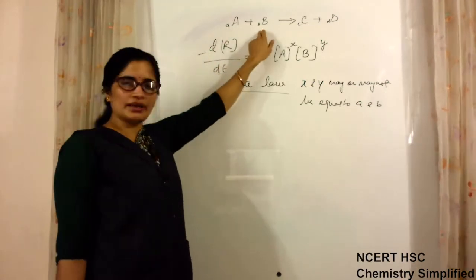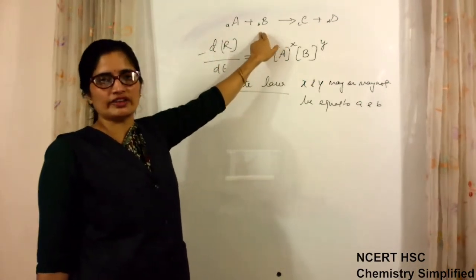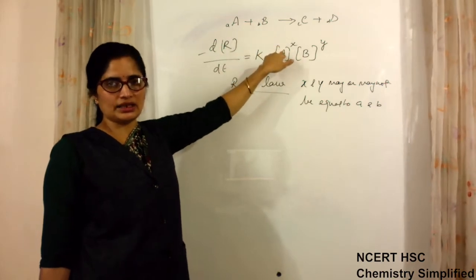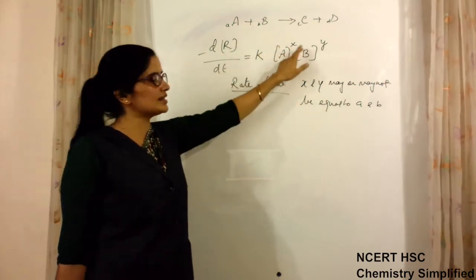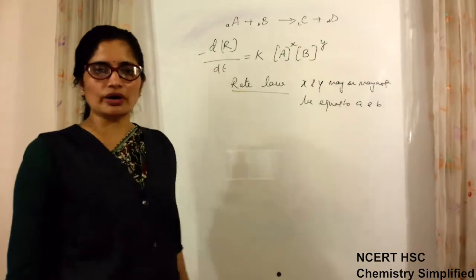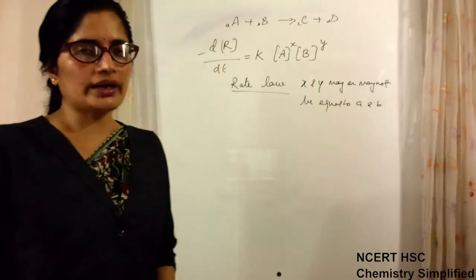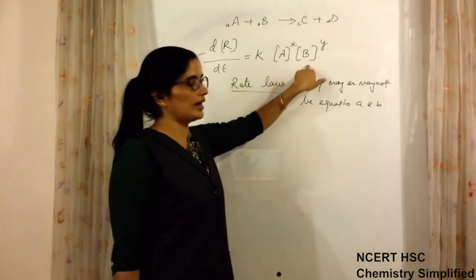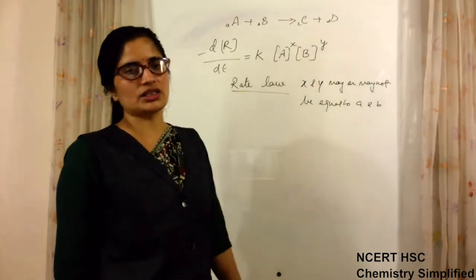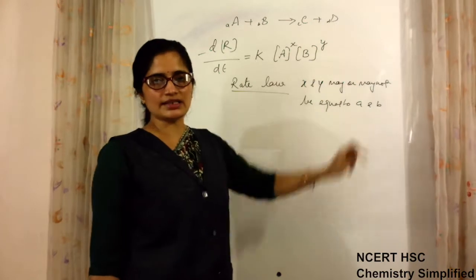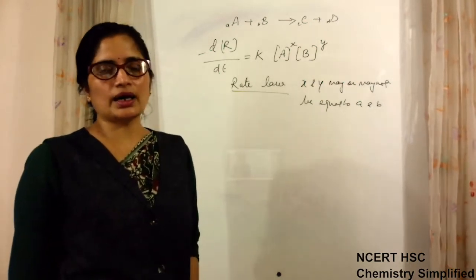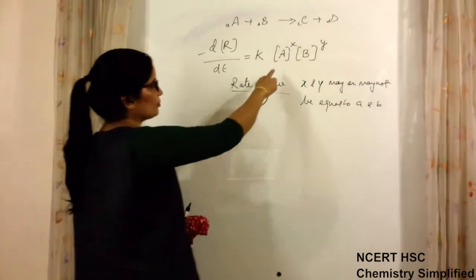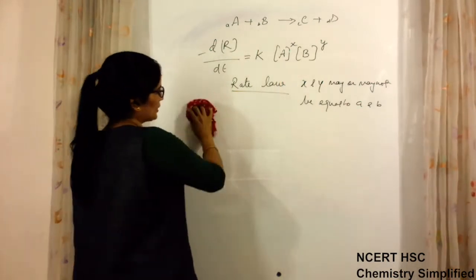This a and b is known as molecularity of reaction, that is, how many molecules of each are participating in the reaction. And this x and y is not molecularity, it is order of reaction. What actually is the effect of the concentration of A and B on the rate of reaction is determined with the help of x and y. So x and y are experimentally determined values. They cannot be known from the direct chemical equation.